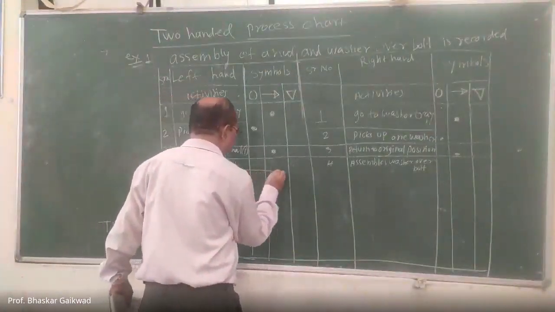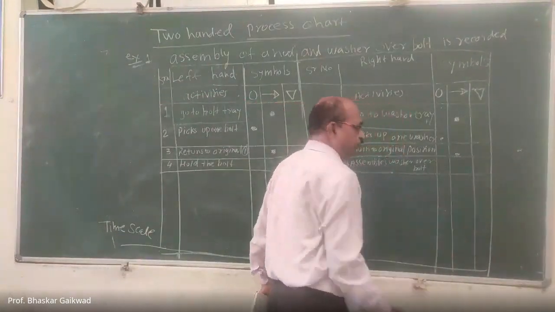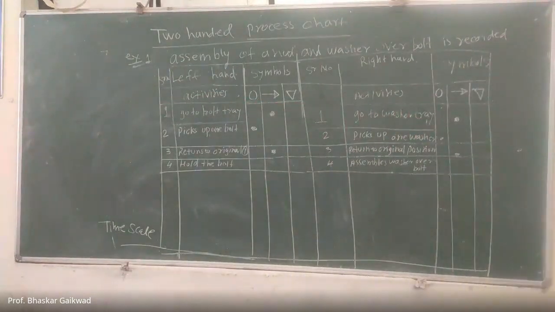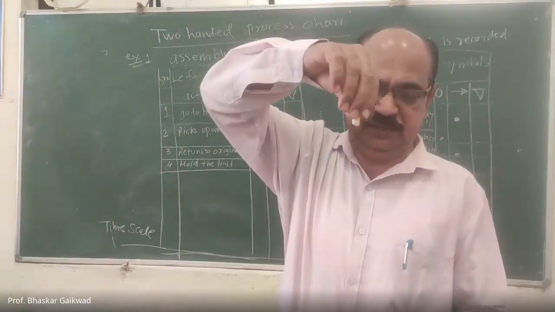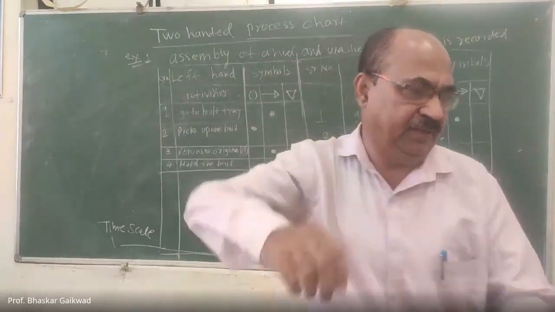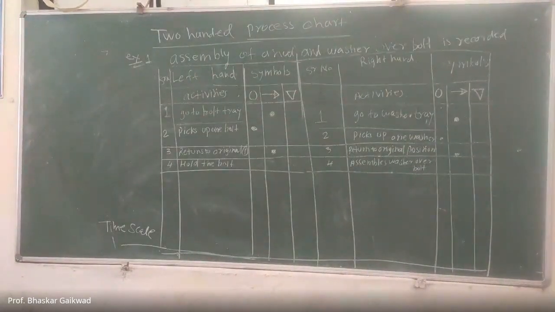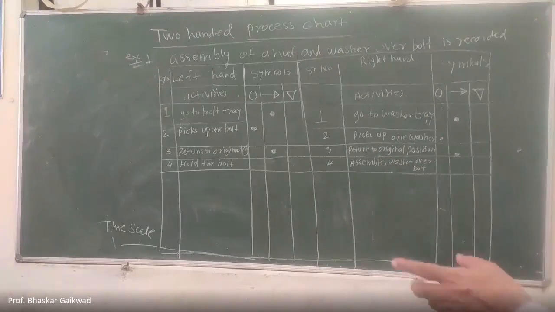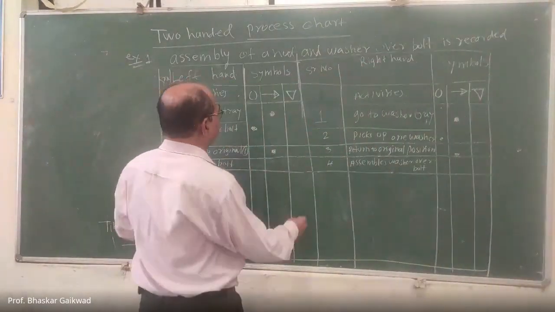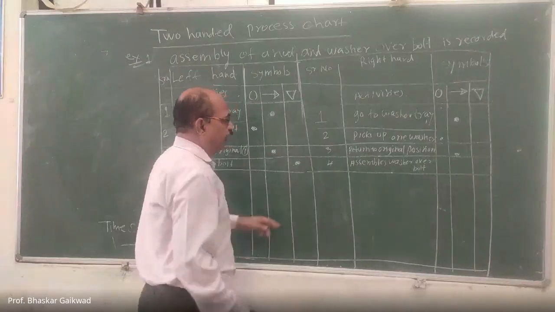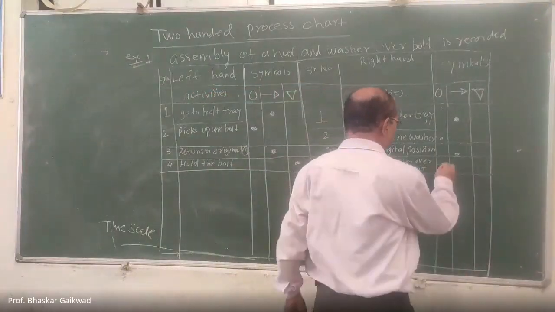Fourth activity: hold and assemble the washer over the bolt. So the bolt is held like this and the washer is put here for tightening. So this is our fourth operation. Holding the bolt is the delay, and assembly is the operation. So here, hold the bolt, this is the delay, and assembling over the washer is the operation.